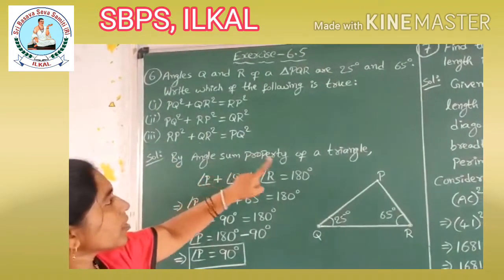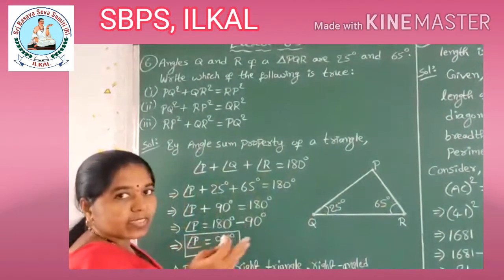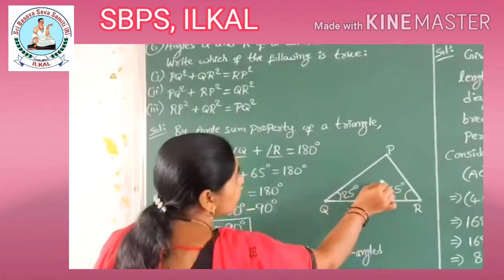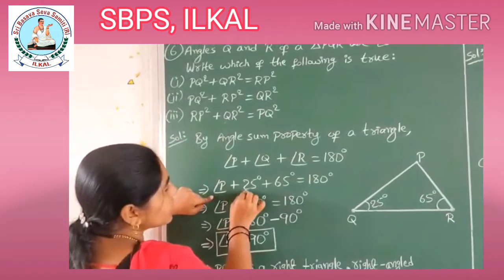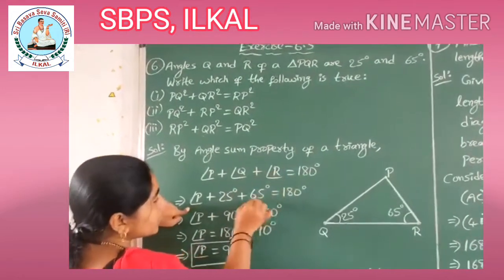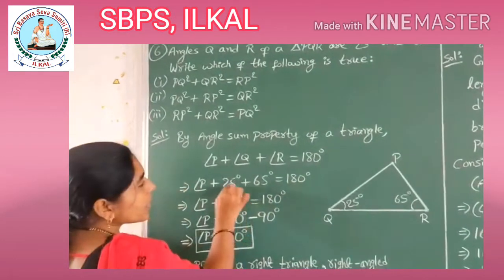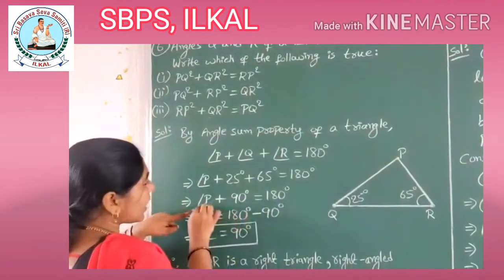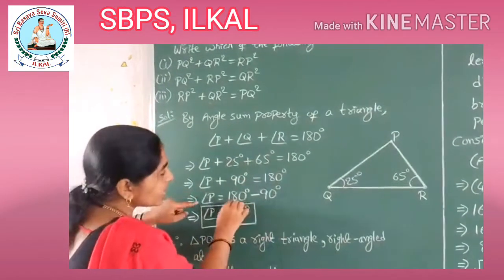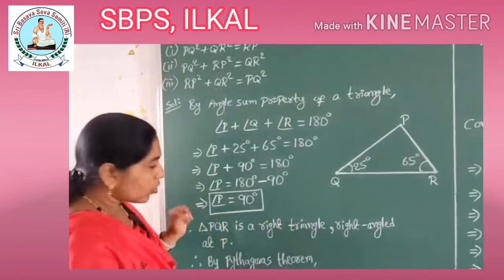By the angle sum property of a triangle, P plus Q plus R is equal to 180 degree, because the sum of all the interior angles of a triangle will be equal to 180 degree. They have given two angles already. Let us substitute. Angle P plus 25 degree plus 65 degree is equal to 180 degree. Add these two, we will get 90 degree. Angle P plus 90 degree is equal to 180 degree. Transpose 90 to the right hand side. 180 minus 90 gives 90 degree. Therefore, angle P is 90 degree.